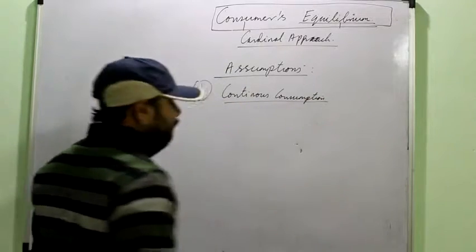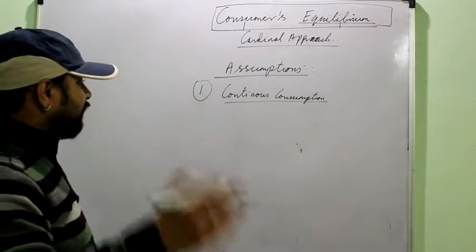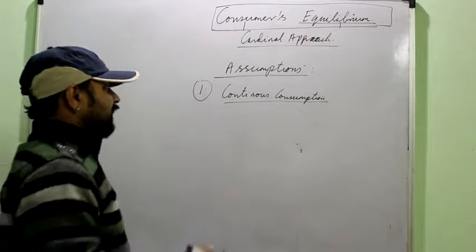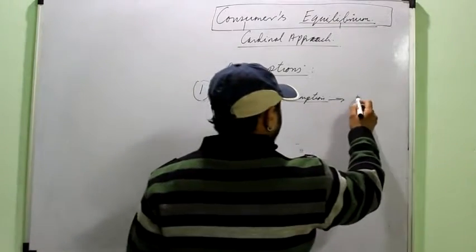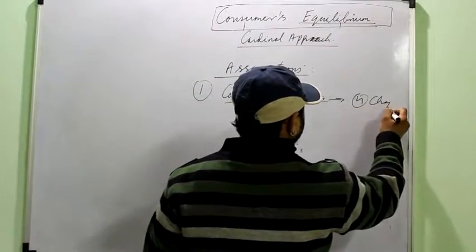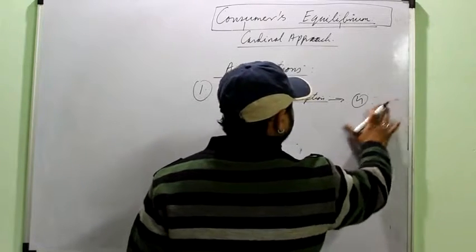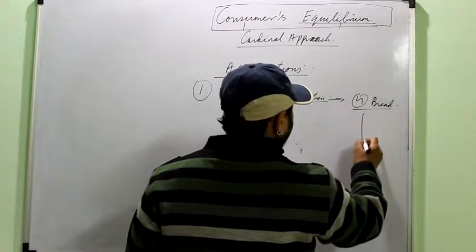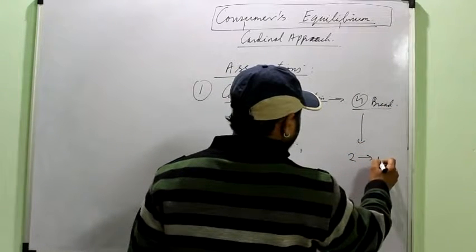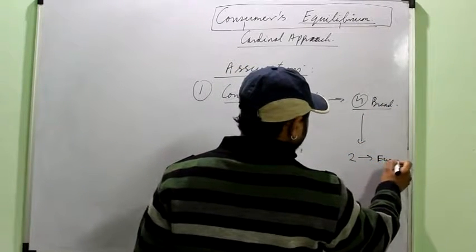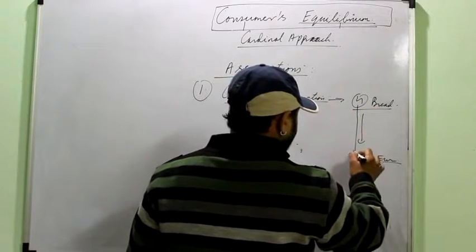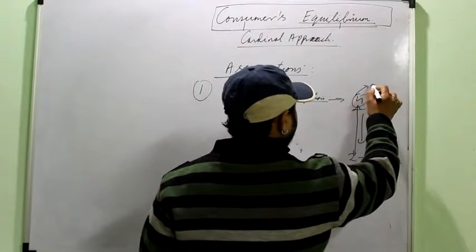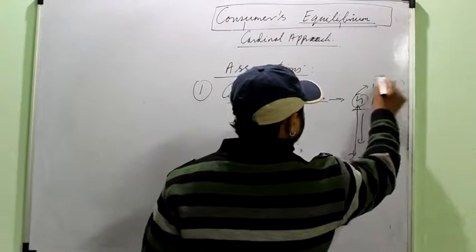Means you are not breaking the consumption. Continuously, one after the other, you are consuming the units. For example, if you are taking 4 chapatis in the breakfast, or say maybe no chapati in the breakfast, say a slice of bread, and maybe 2 slices of bread in the evening, so you cannot compare these. You can compare continuously 1, 2, 3, 4.